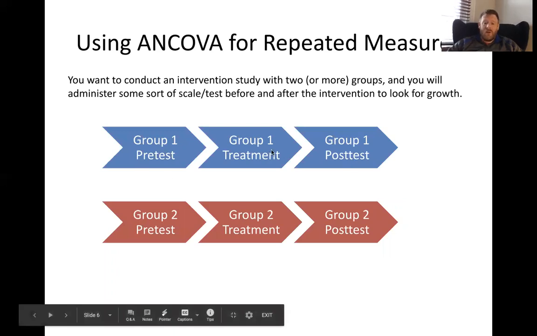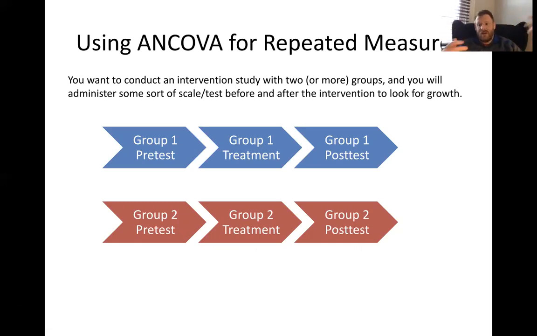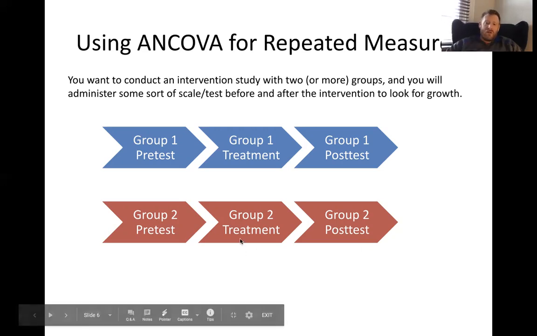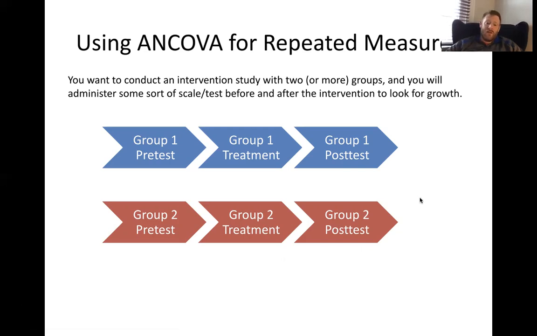So some folks get one treatment, some folks get another treatment. I know sometimes there are ethical considerations around a control group and what it means to not get a treatment. So maybe one group gets business as usual, the other group gets some kind of a treatment that you think might be important. But notice before and after, you're administering a pre-test and a post-test. So you're able to look for some kind of growth.